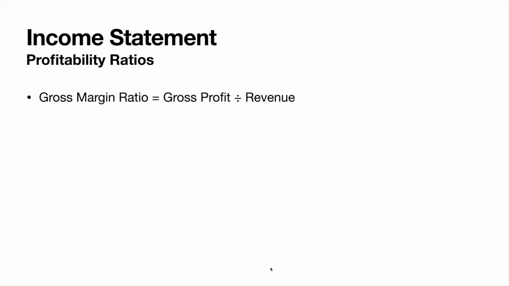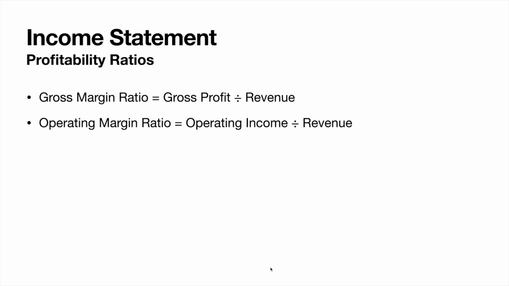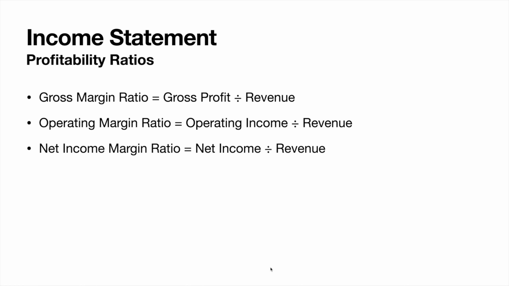First, gross margin ratio equals gross profit divided by revenue. Gross margin ratio shows the basic profit margin the business is generating from selling its goods or services. Operating margin ratio equals operating income divided by revenue. It shows the operating profit margin, the company's effectiveness in controlling its expenses that are related to its business operation. Net income margin ratio equals net income divided by revenue, and it shows the percentage of the profit when a company sells its goods or services.